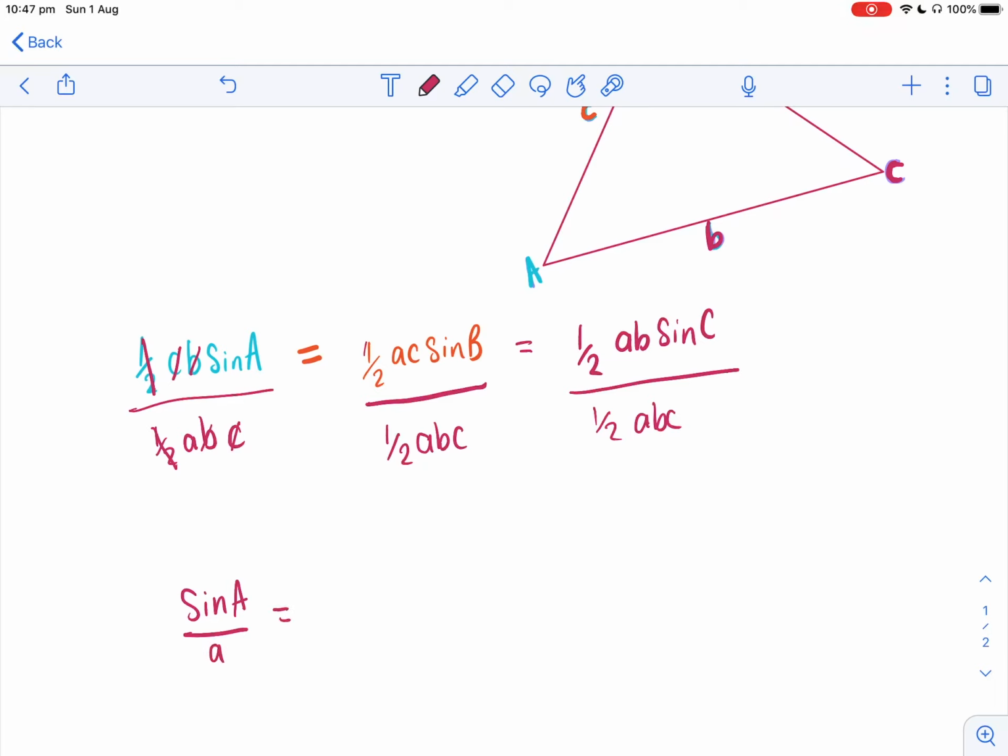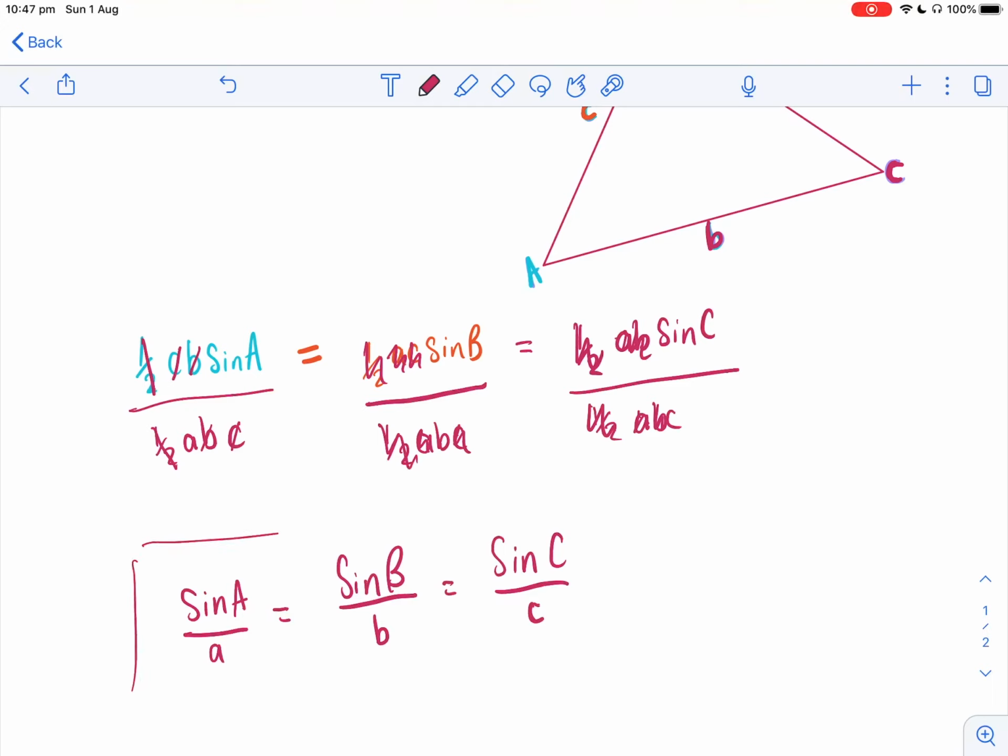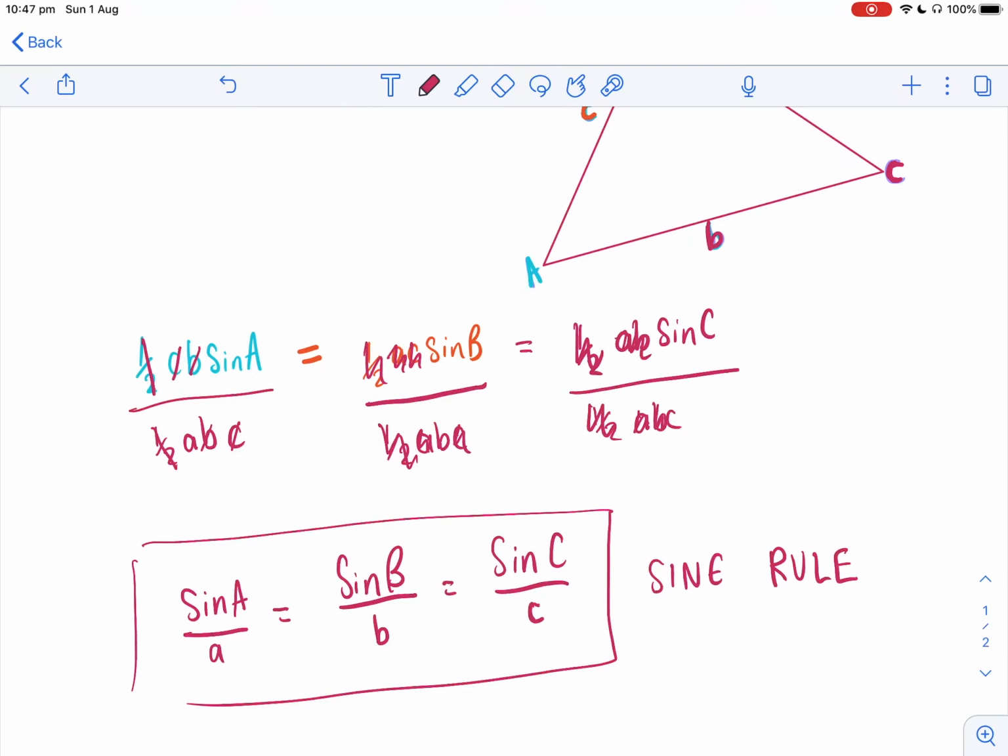In this one, again, my half cancels out, my A cancels out, and my C cancels out. So I'm left with sine B on B. And with this one, again, both halves cancel out, both A's and both B's cancel out. So I've got sine C on C. So this is the sine rule, and I can use these ratios to find unknown values.